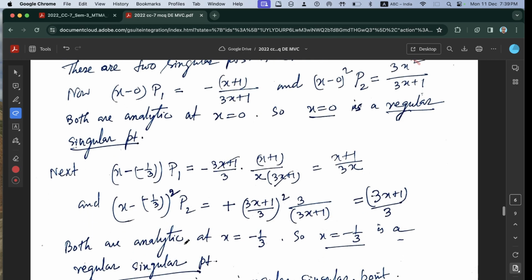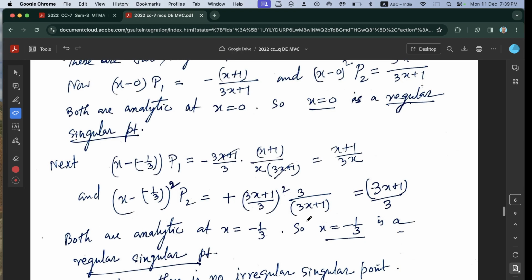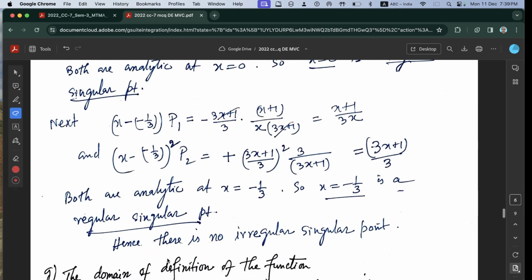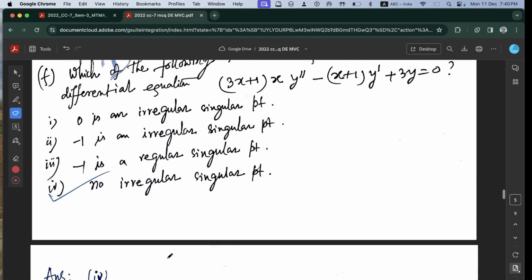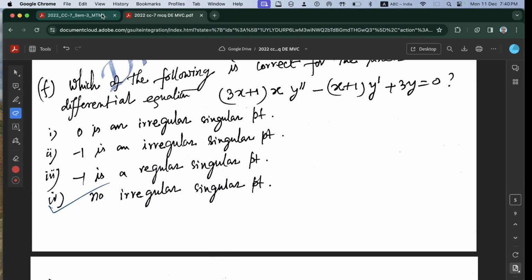So both are analytic at x equal to minus 1 by 3 because in the denominator there is no term 3x plus 1. So x equal to minus 1 by 3 is also a regular singular point. Hence there is no irregular singular point. So correct option is 4.